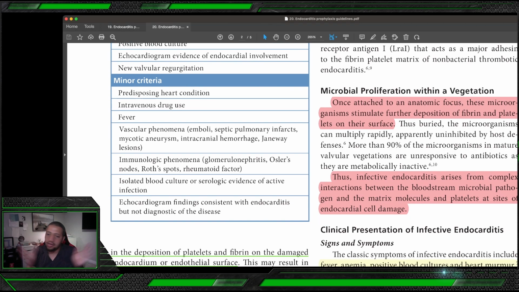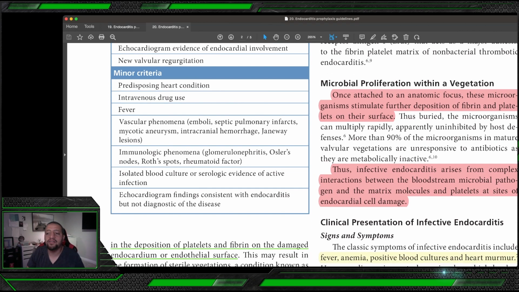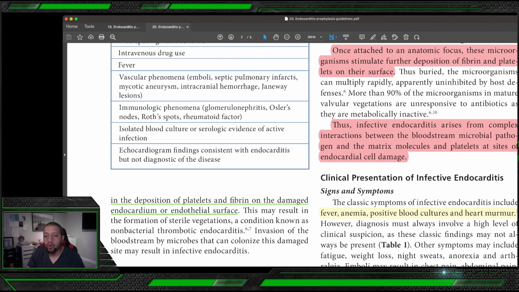Because they are protective inside, everything is good for them. Thus, infective endocarditis arises from a complex interaction between bloodstream microbial pathogens and matrix molecules and platelets at the site of endothelial cell damage.